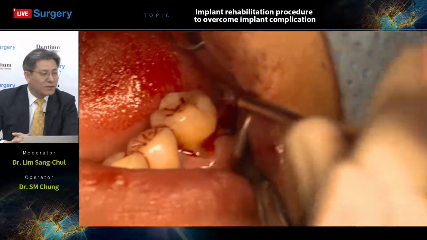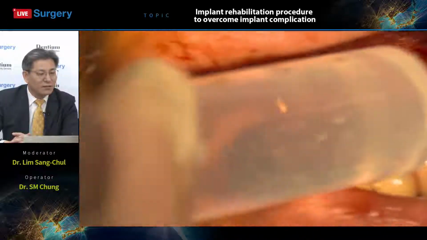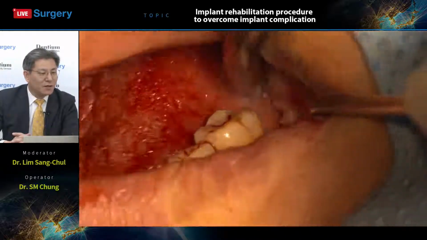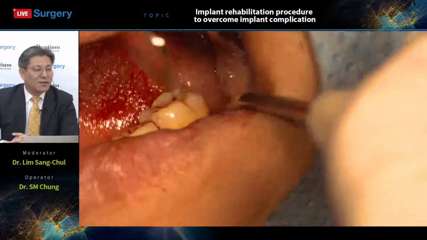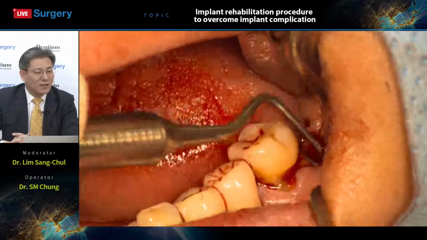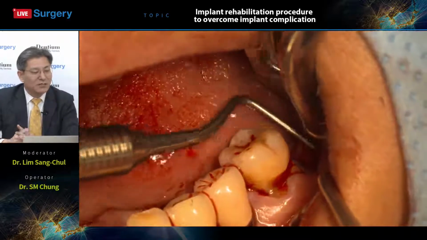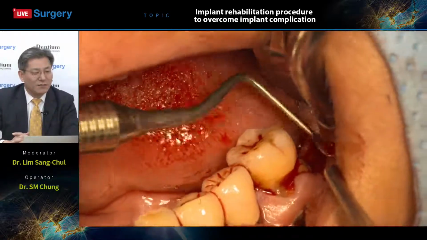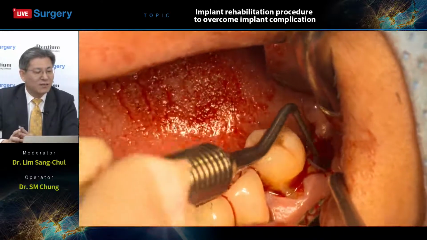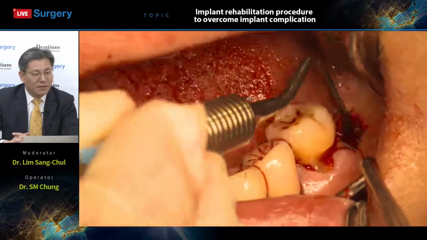The implant was removed from this number 37 area. Yeah, good idea. Before elevating, first connect the healing abutment to the failed implant, and then elevate for luxation. It's a good idea. They're very clever, very smart. It promotes easy handling of elevating to remove the previous failed implant.